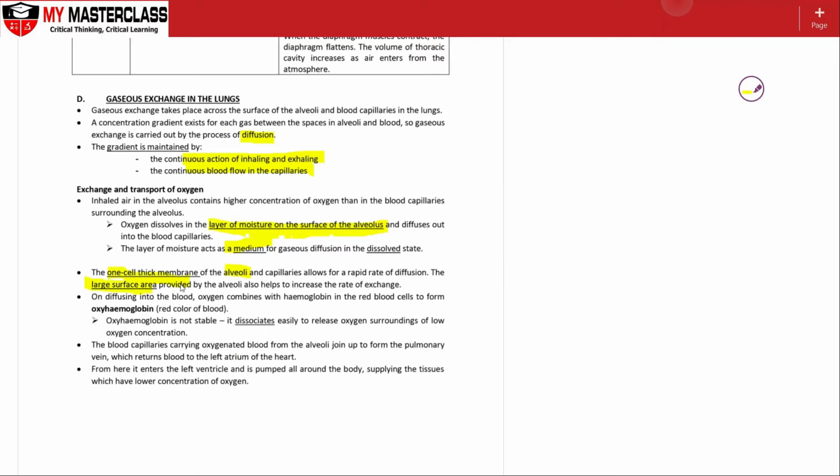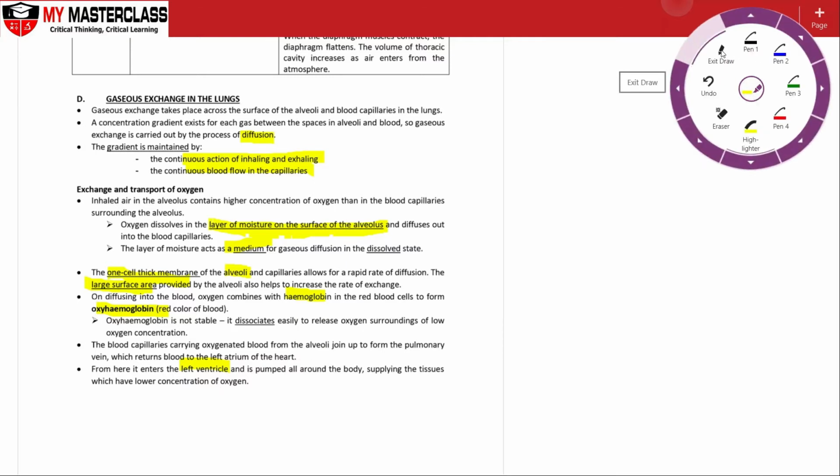Once oxygen diffuses into the red blood cells or into the capillaries, it will combine reversibly with hemoglobin. Reversibly, because the oxygen does have to detach from the red blood cells in order to diffuse into the cells for respiration at the mitochondria. So it forms oxyhemoglobin, which gives the blood its red color. After that, when it enters back into the left atrium, it will enter into the left ventricle and be pumped to all parts of the body.